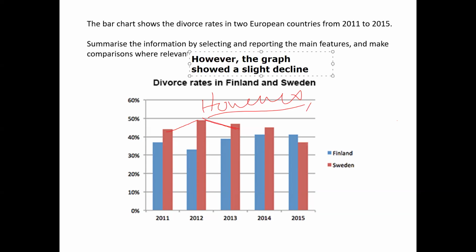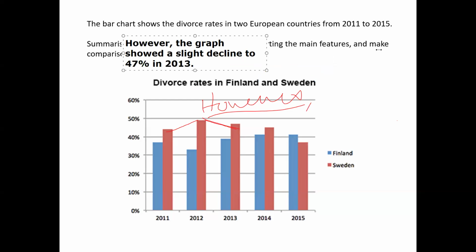Now how much decline did it show? For example, before that was almost 50. Now it's almost 47. All right. So now can I say 47? So a slight decline to 47% in 2013. However, the graph showed a slight decline to 47% in 2013. Now, why did I use "to"? Because I use the final value. But if I want to use the difference, then I have to go for "of", because we use a noun. Is this clear?